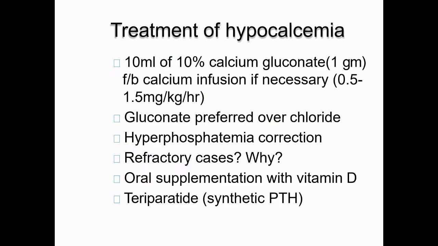And what is the treatment for hypocalcemia? 10 ml of 10% calcium gluconate, which is 1 gram of calcium, is given as an infusion. The infusion rate is 0.5 to 1.5 milligrams per kg per hour. In this ratio they will be giving the calcium infusion. Gluconate is preferred over chloride, and this is used in hyperphosphatemia.